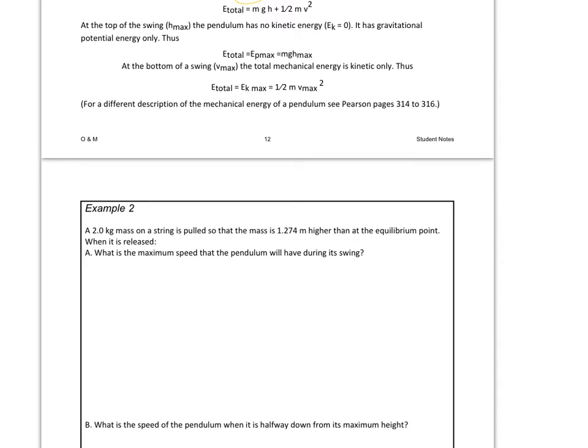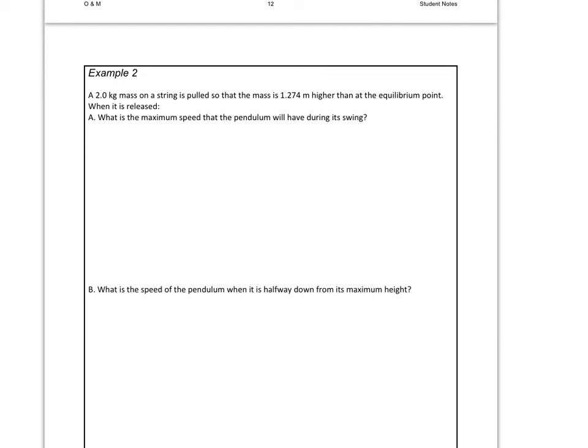So we're going to use that idea that the energy sources are equal to solve these problems. All right. When a 2 kilogram mass on a string is pulled so that the mass is 1.274 meters higher than the equilibrium point, when it is released, what is the maximum speed that the pendulum will have during its swing? So I listed out my initial and final energy like we used to in our conservation of energy topic.